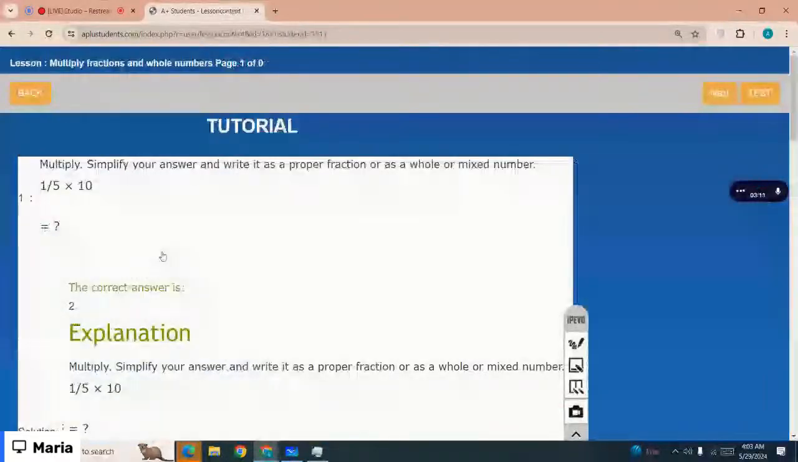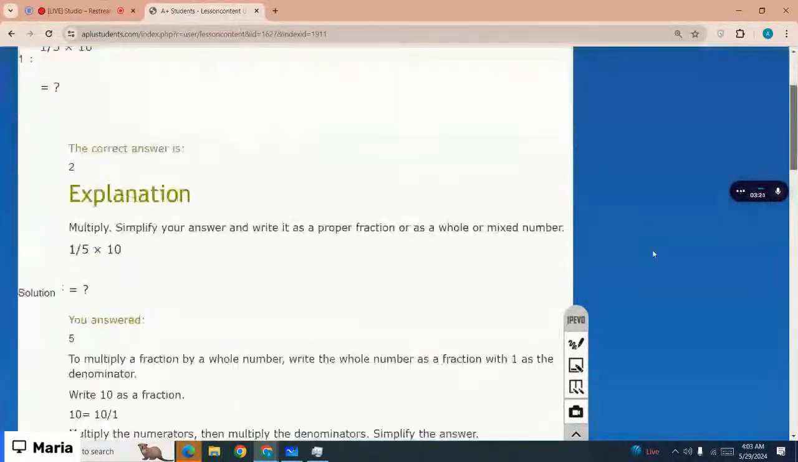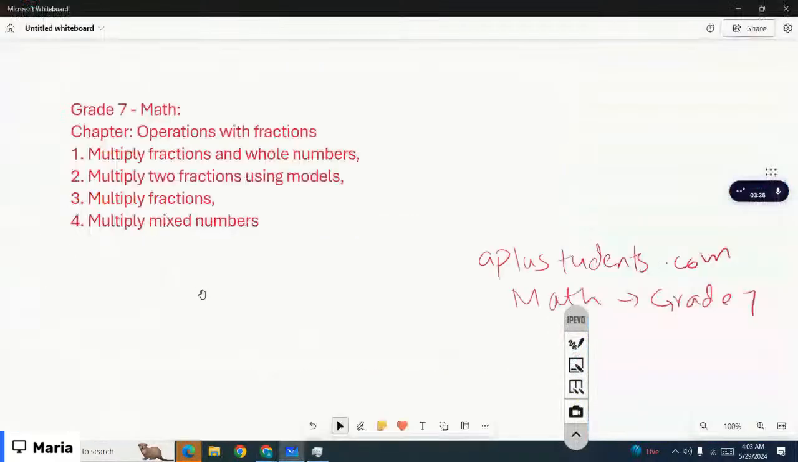Okay, so how do we multiply a whole number and a fraction? You have to do 1 by 5 times 10, right? You do numerator times numerator and denominator times denominator. 10 doesn't have any denominator, that means the denominator is 1. You have to do 10 times 1 is 10 and 5 times 1 is 5. So 10 divided by 5 is 2. So the correct option is 2. Got it? The correct option is 2.